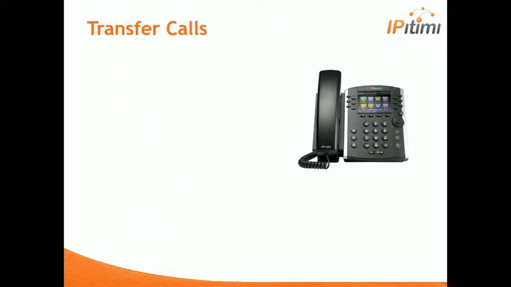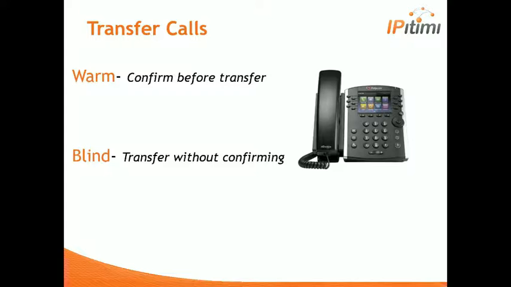Now let's quickly take a look at the different ways to transfer calls. There's actually two main ways to transfer a call. The first is a warm transfer, in which you confirm the call before you transfer it through. The second is a blind transfer, where you transfer the call without confirming it first. So let's talk a little bit about what that means.